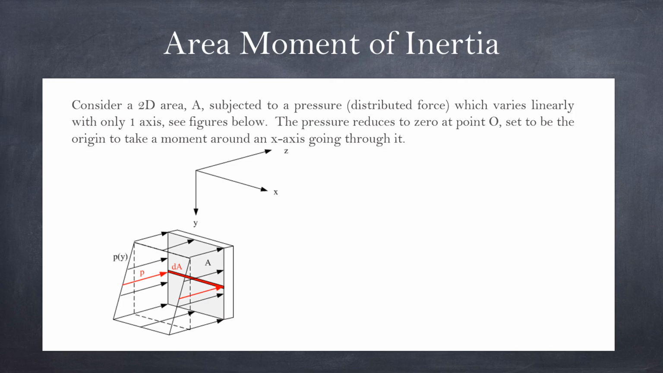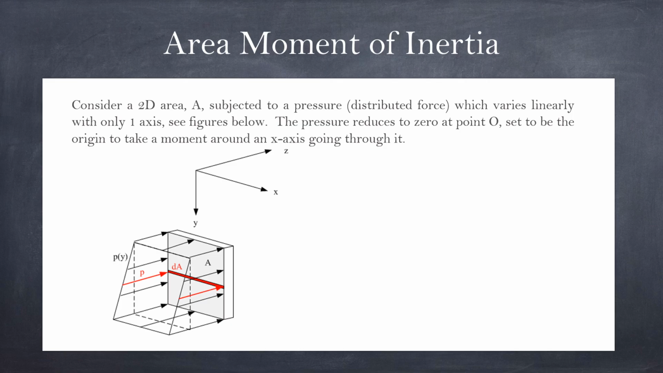You see that little block below there? That is a representation of an area. This area is subject to a pressure force. This force varies linearly with the y-axis, and it also becomes zero at the point of rotation that we are looking at.